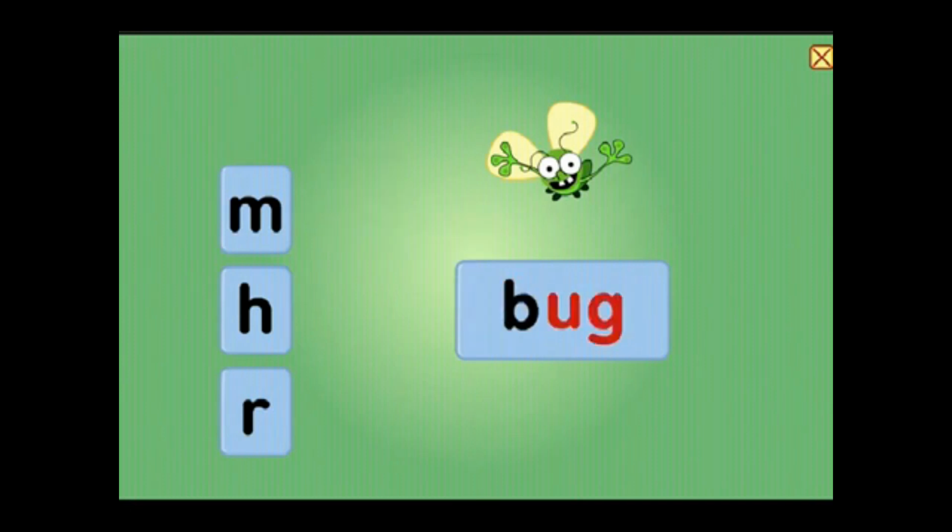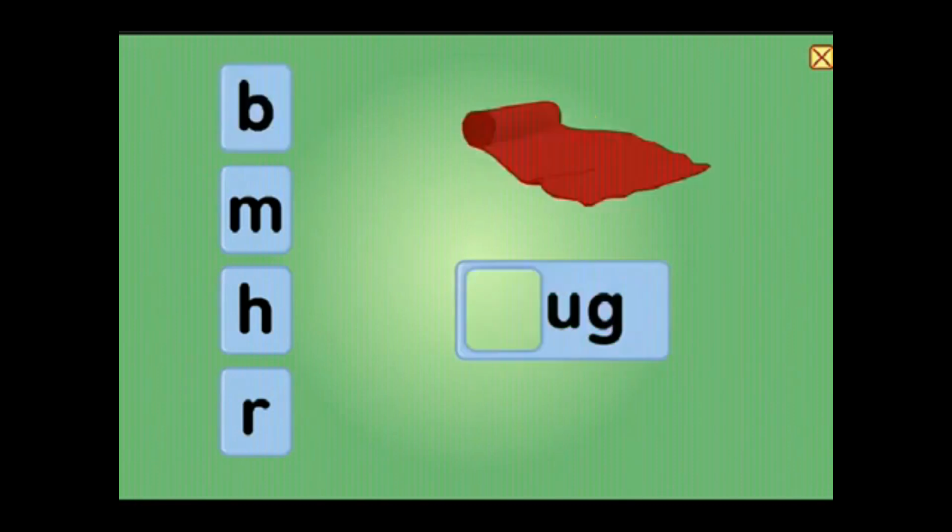B, ug, bug. Rug. Which letter makes the word rug? The letter B, M, H, or R. You decide. Ug. Rug.